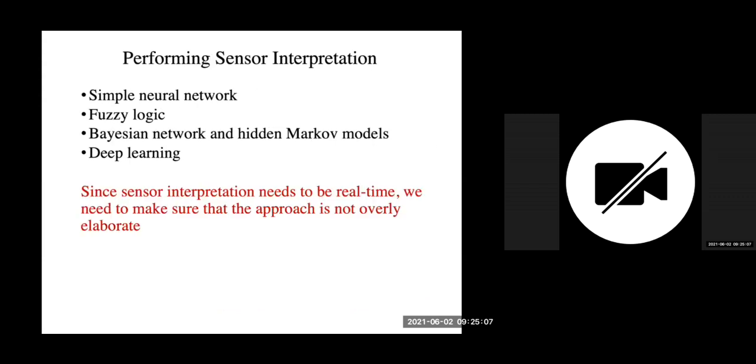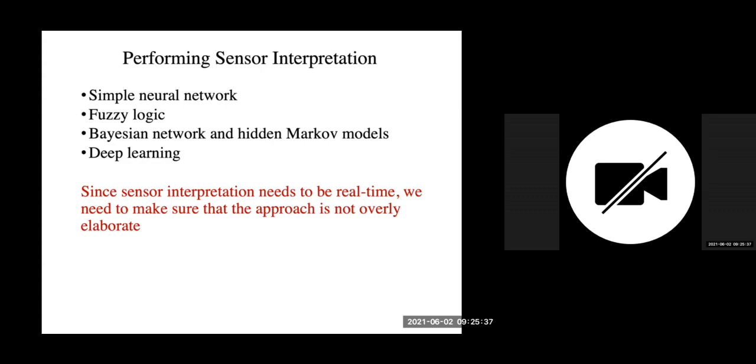How do we perform the sensor interpretation? If you have a lot of images, a lot of data from LiDAR, for example, how do we interpret this data? There are a couple of ways that people normally do it. We can use a simple neural network, which is very popular these days. You can use fuzzy logic, a Bayesian network, hidden Markov models, and also deep learning, which has become more popular.